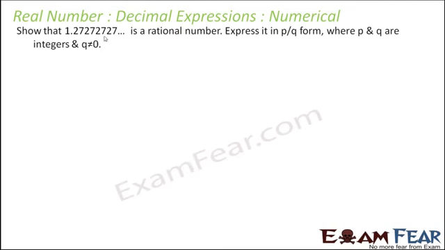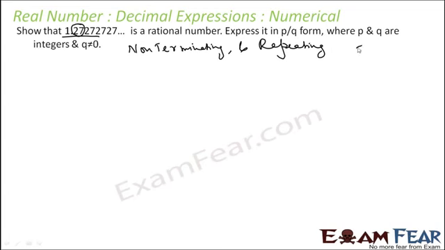So let's take one more example. We have to show that this is a rational number. Here, if you see, this is also non-terminating. Non-terminating will be rational only if repeating. If you see, there is a repeat, 27 is repeating. So it is non-terminating and repeating, and since it is non-terminating and repeating, it is a rational number. So let's write it in the form of p by q. I'll say x is 1.2727 and so on. Here I have to multiply with 100. Why? Because in that case I get 127.27.